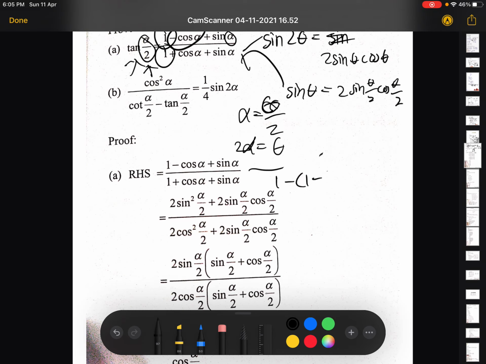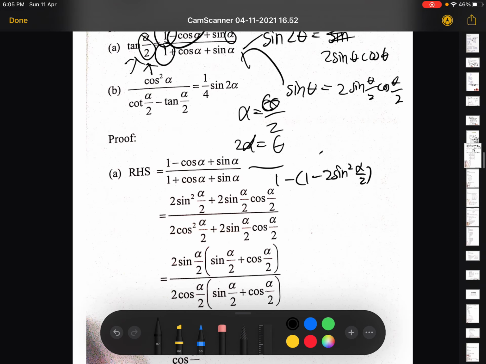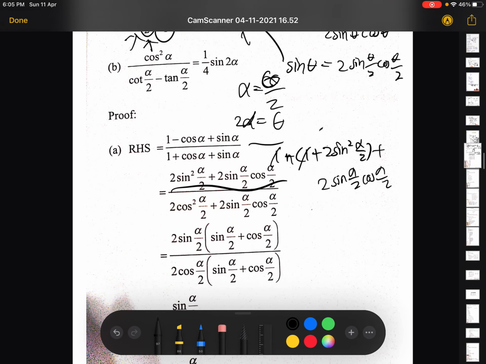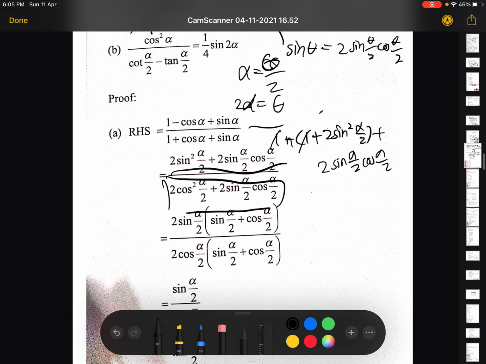1 minus 2 sine square alpha over 2. And then, let me see what else. And after that is what again? Plus 2 sine alpha over 2 cos alpha over 2. Cut out, so it becomes positive, and then you will get this top, and then similar for the bottom part.